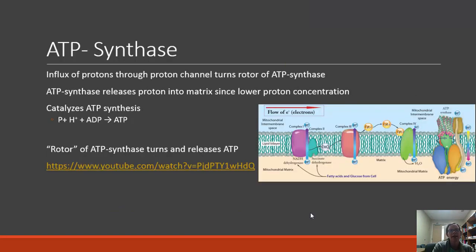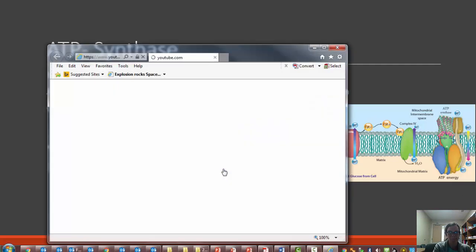Okay, so the influx of protons, or hydrogen ions, back through this ATP synthase, you could think of it as like a rotor turning for this big enzyme complex. And what it does is it catalyzes the conversion of inorganic phosphate and ADP so that it becomes ATP. So here's a really short little video that demonstrates that.